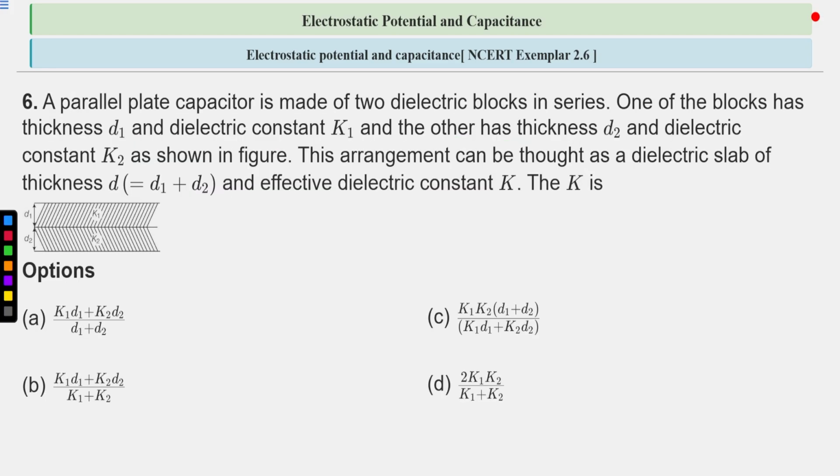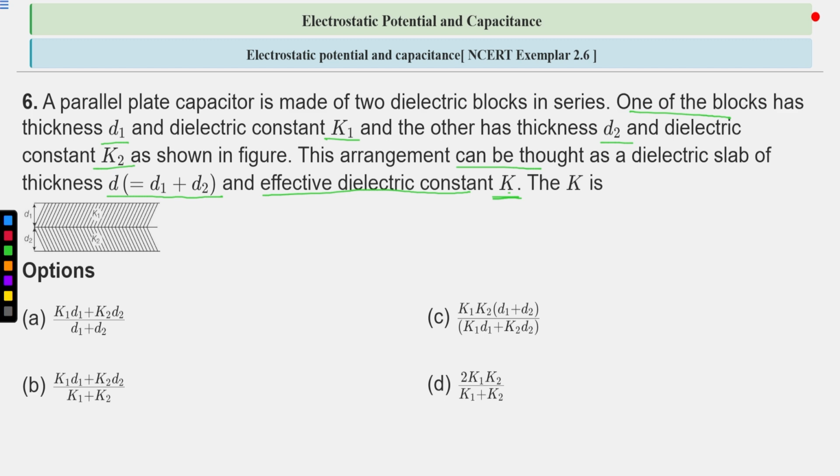So next, example 2.6. A parallel plate capacitor is made of two dielectric blocks in series. One of the blocks has thickness D1 and dielectric constant K1, and the other has thickness D2 and dielectric constant K2, as shown in the figure. This arrangement can be thought of as a dielectric slab of thickness D equal to D1 plus D2. We have to find the effective dielectric constant K.